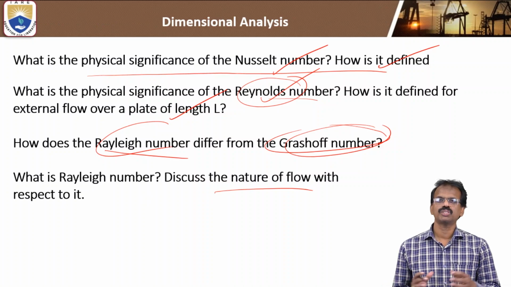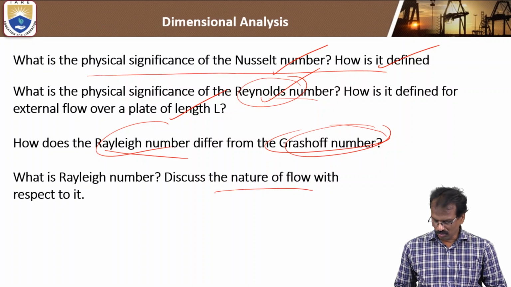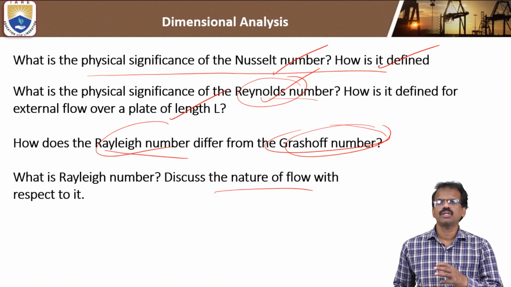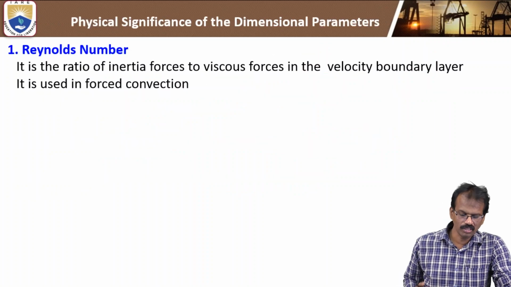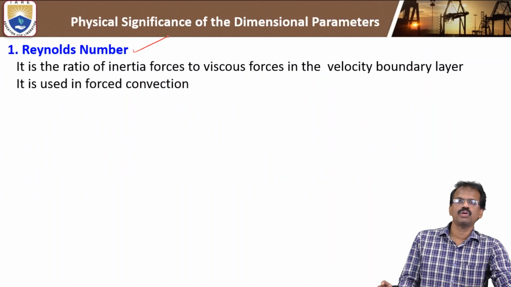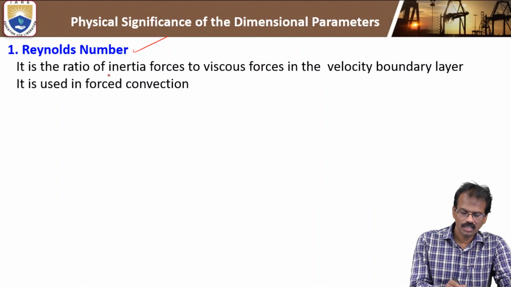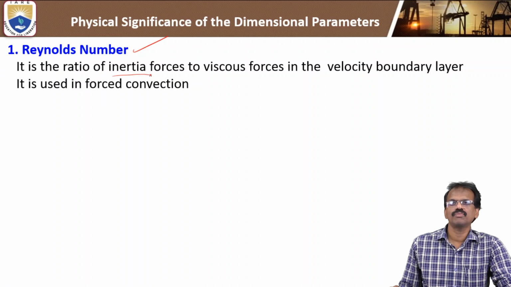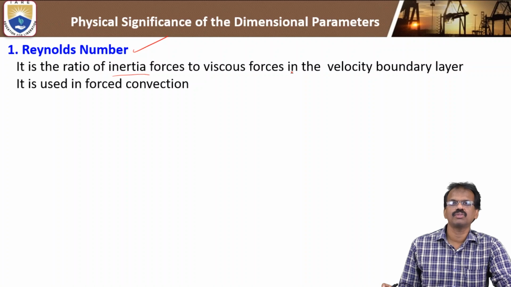Many questions in the question bank are related to these dimensionless numbers. We'll see what the different dimensionless numbers are and what their significance is. The first one is the Reynolds number, which is very important. We'll see what the Reynolds number is and what properties of the fluid are included in it. It is the ratio of inertia force to viscous force. So inertia force by viscous force is the Reynolds number.